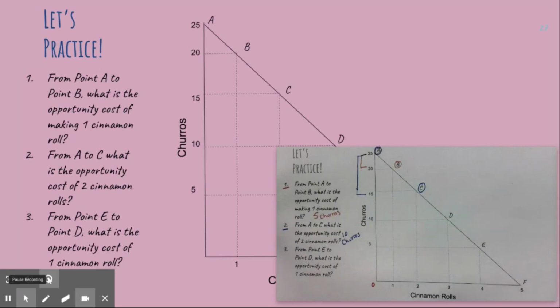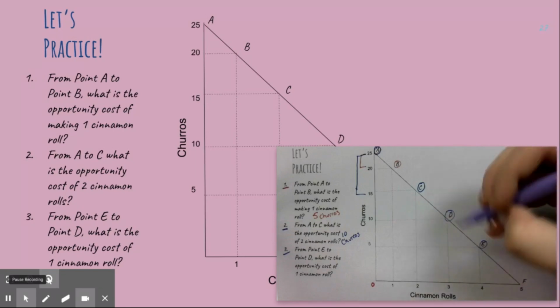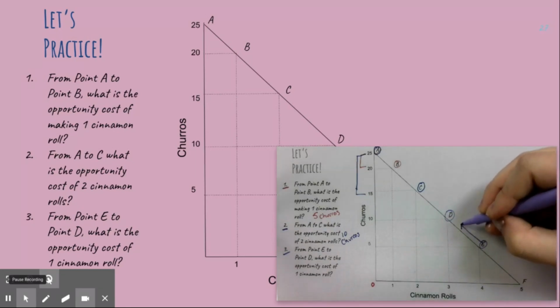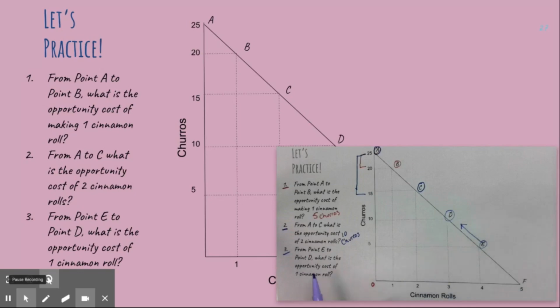Okay. Let's do one more. Actually, I lied. We're going to do a ton more. Number 3, I'm going to do in this purple color. Here we go. From point E to point D. Look at that. We are moving this way now, just like we did in our last problem. From point E to D, moving up the constant cost curve, what is the opportunity cost of 1 cinnamon roll?